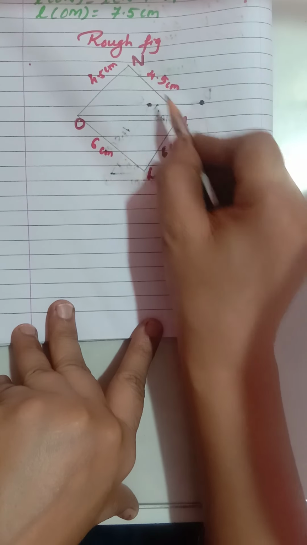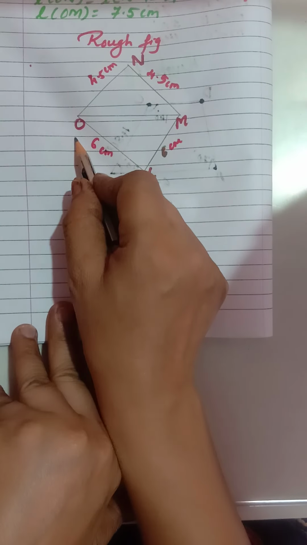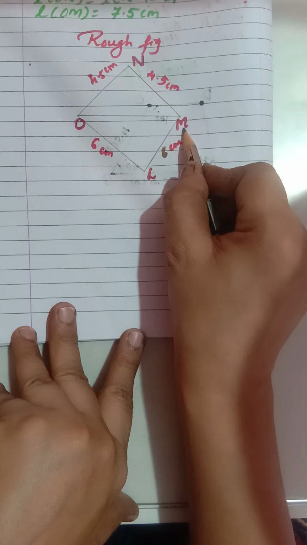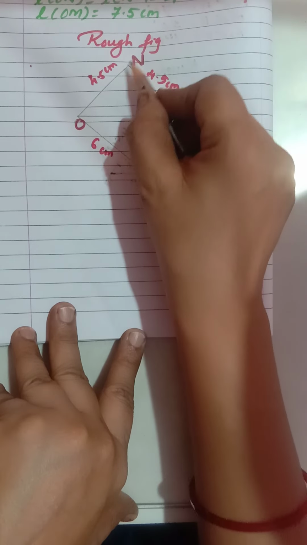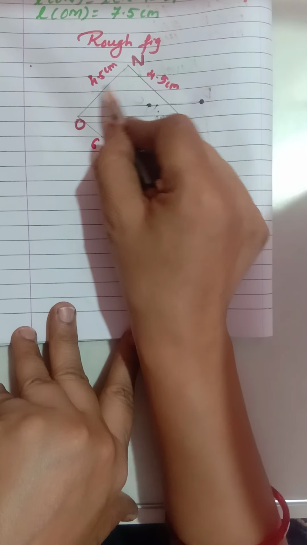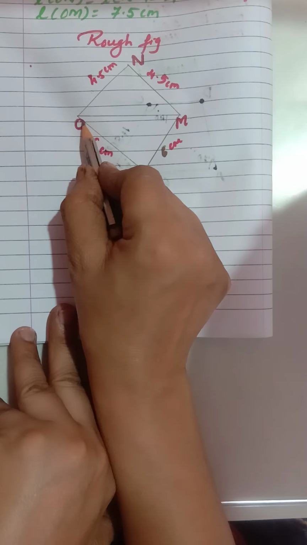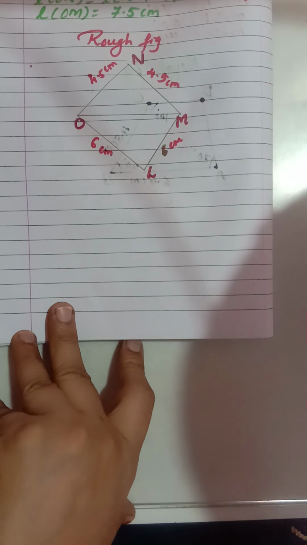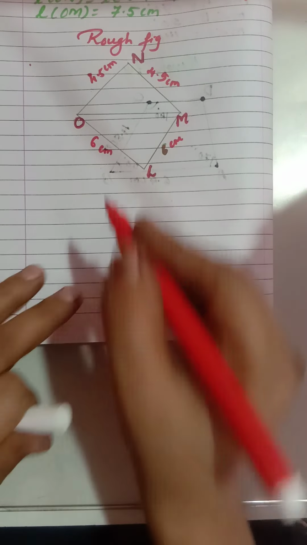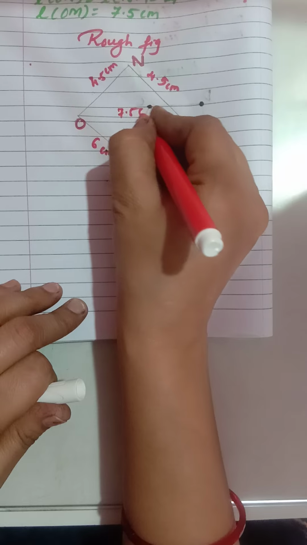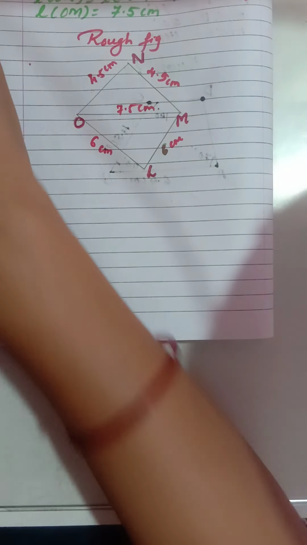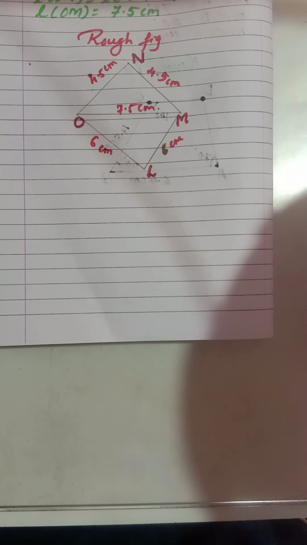LMNO. Now OL, see children, OL is 6 cm, LM is 6 cm. So we have written, and ON and NM 4.5, 4.5. Your this OM is how much? It is 7.5 cm. Now with the given condition, we have to draw the quadrilateral. Let's start with the construction.